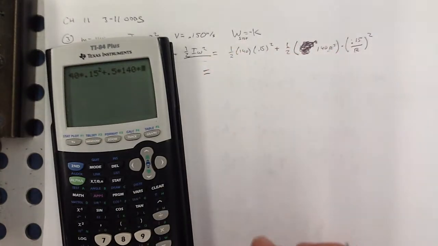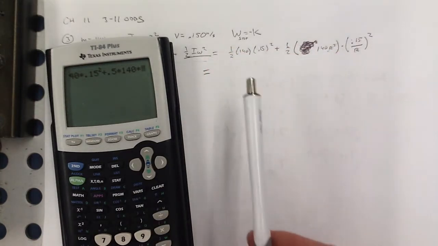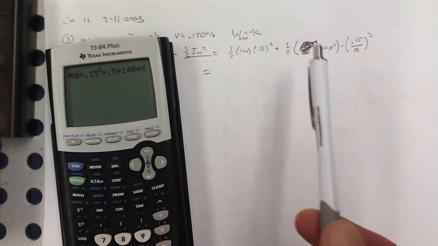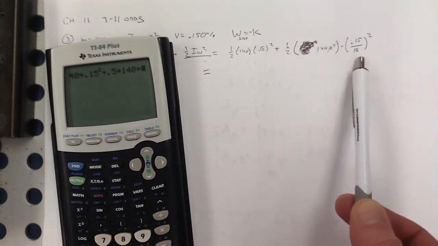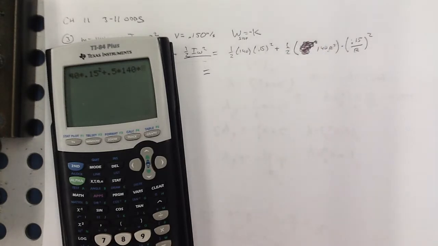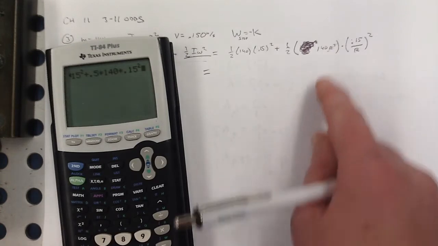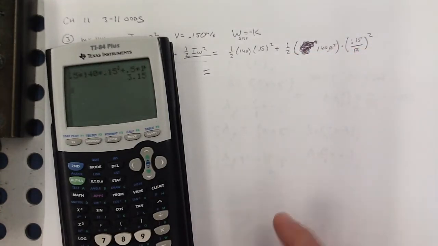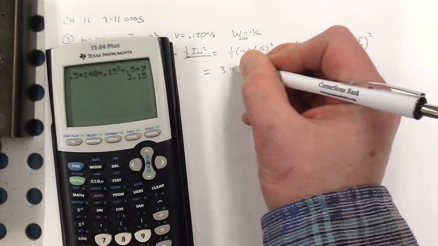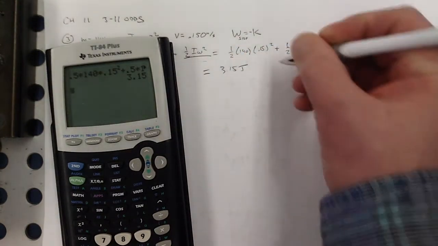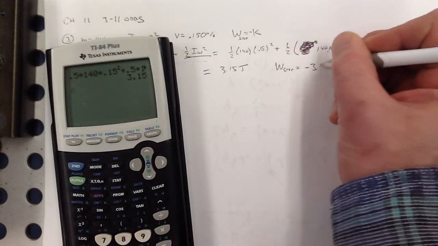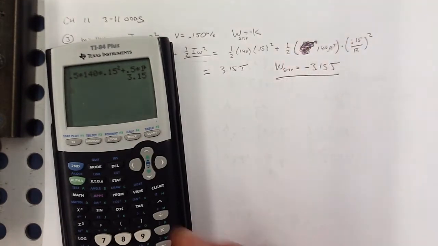In this case, where you have a hoop and you've got the full mr squared rotational inertia, the rolling kinetic energy is equal to the translational kinetic energy. That is a special case where that's true. If it's anything else, then there's not as much rotational kinetic energy. So that's 3.15 joules. So how much does it take to stop? The work necessary to stop the thing is going to be negative that.